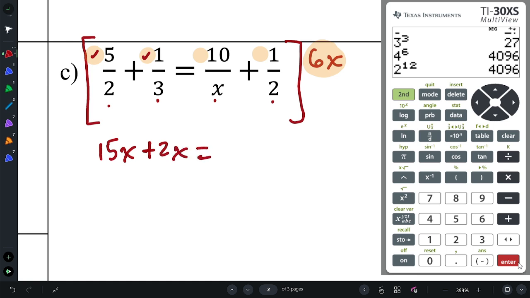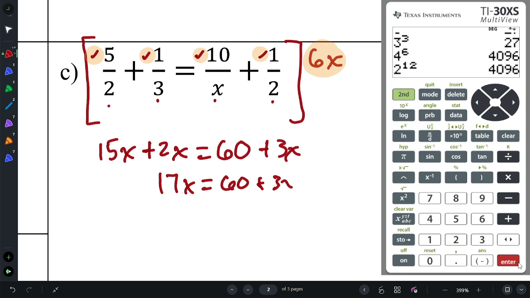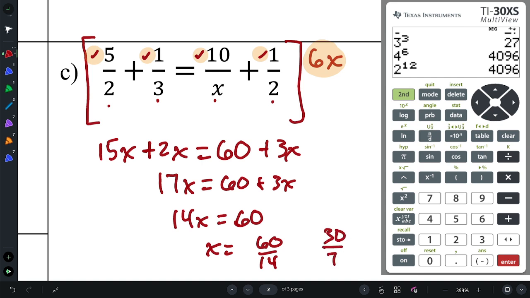On the other side, I've got 6x divided by x is 6. So this is going to make this one 60. And then finally this one, 6x divided by 2 is 3x. And 3x times 1 would be plus 3x. So this is 17x is 60 plus 3x. If I take away 3x from both sides, I got 14x is 60, and therefore x is 60/14. I know that reduces. I can clearly divide by 2. That gives me 30/7. I think that's all I can do with that.